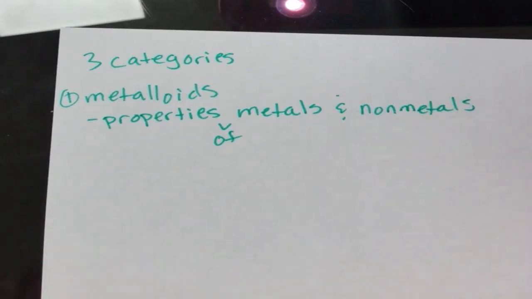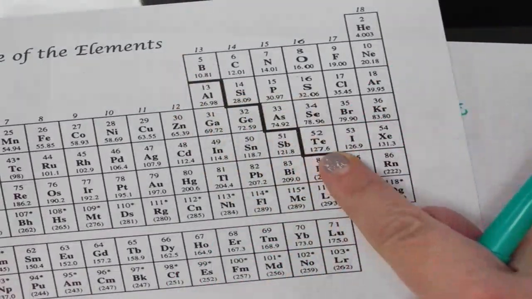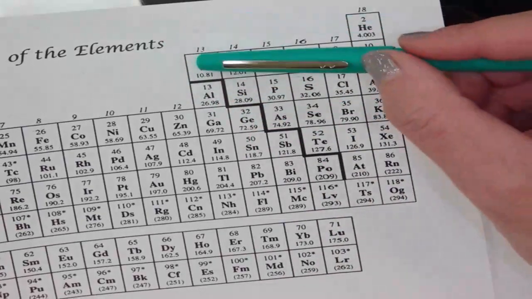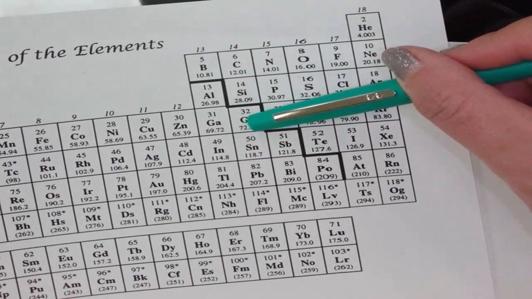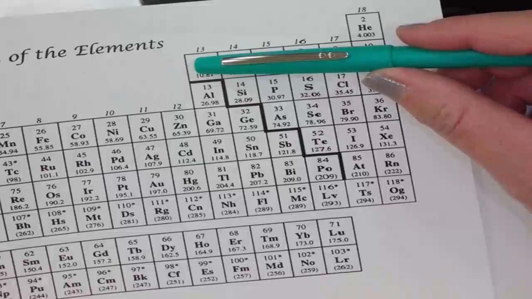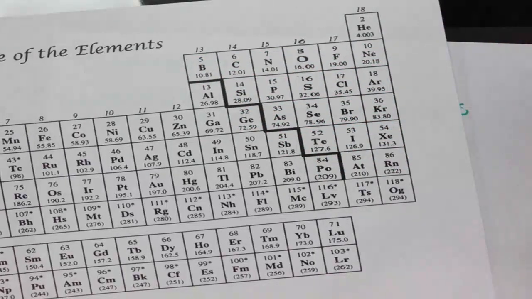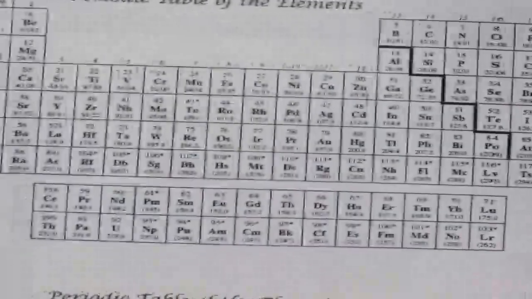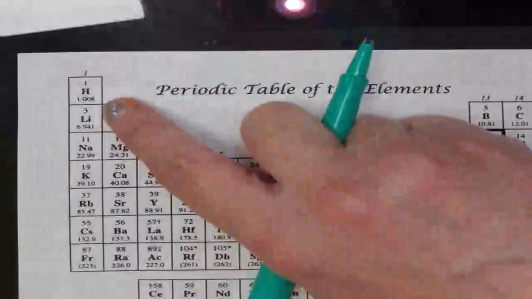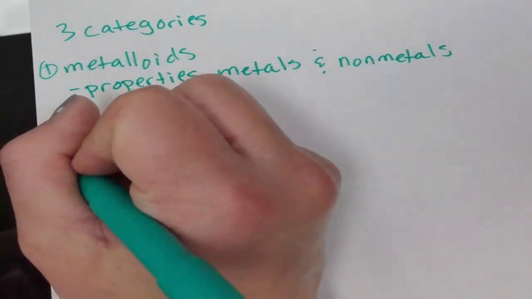So when we look at our periodic table, the metalloids are this stair-step line. So this dark stair-step line is our metalloids. Boron, silicon, germanium, arsenic. All right, so as we go through, those are the metalloids right here on that stair step. Now, to the left of the stair step, with the exception of hydrogen, we call those metals.